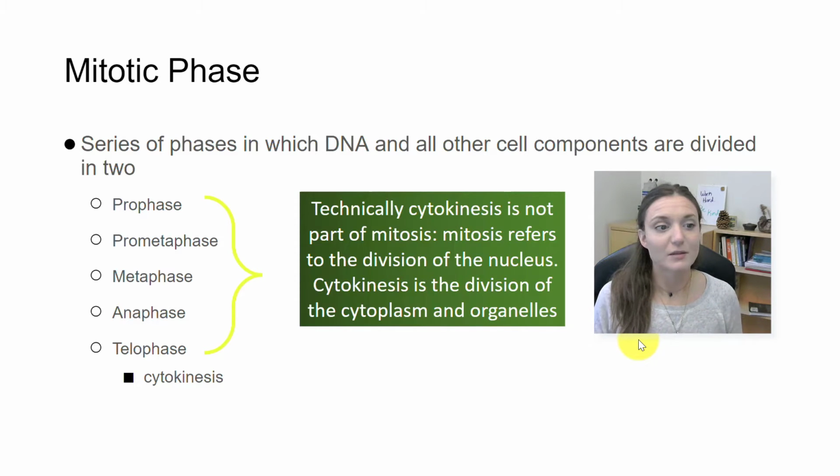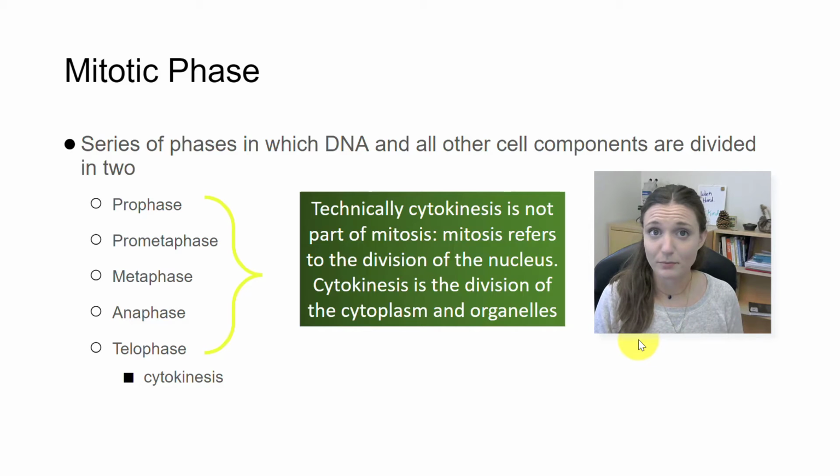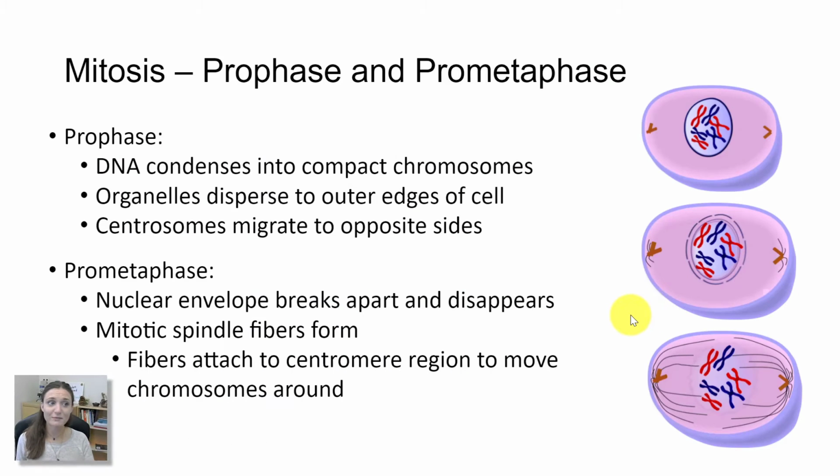Okay? So mitosis is the division of the DNA in the nucleus into two. Cytokinesis is when we divide up the rest of the cytoplasm of the cell. Okay, so let's jump right in from the top. Prophase and Prometaphase. So our DNA has already been duplicated, right? This is where your DNA is in these X shapes.